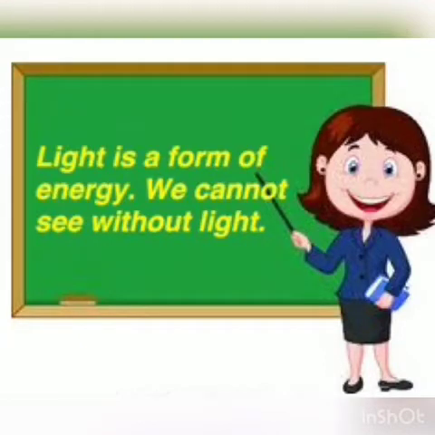And if there is no sun in the daytime, how will we get the heat and light from the sun? The sun is the natural source of light. That means it is the natural thing which is given to us by Allah, and the rest of the lights are man-made things. So, light is a form of energy, and we cannot see without light.